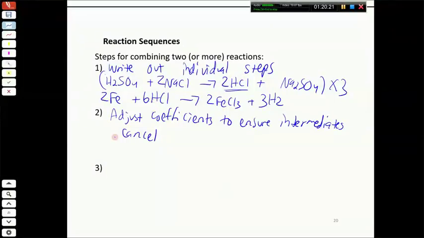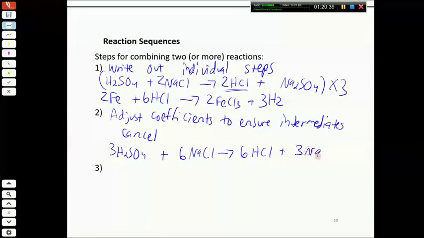So we triple that first equation there to get 3H2SO4 plus 6 NaCl going to 6 HCl plus 3 sodium sulfates, Na2SO4. And now the coefficients in front of HCl are the same for both equations, just on opposite sides. And then once that's taken care of, we can then add them together.